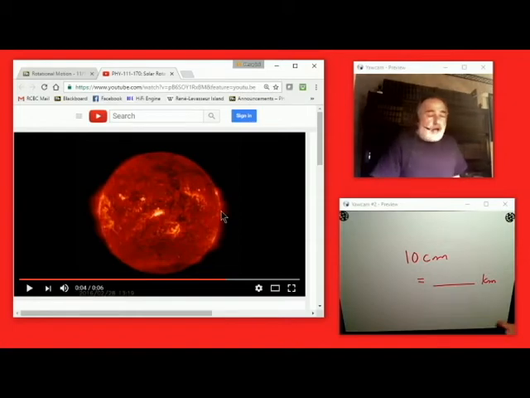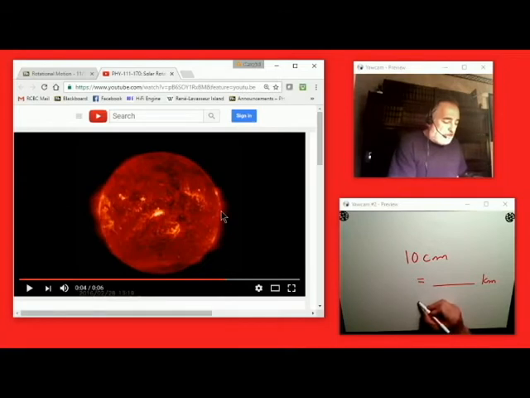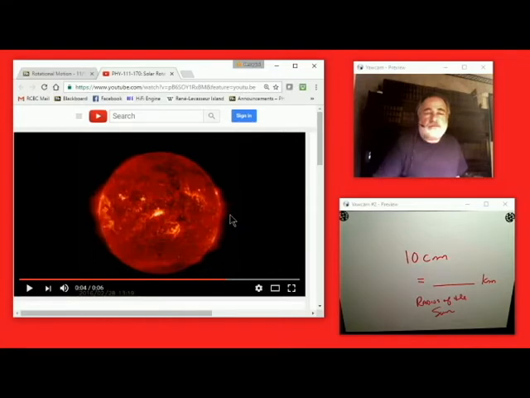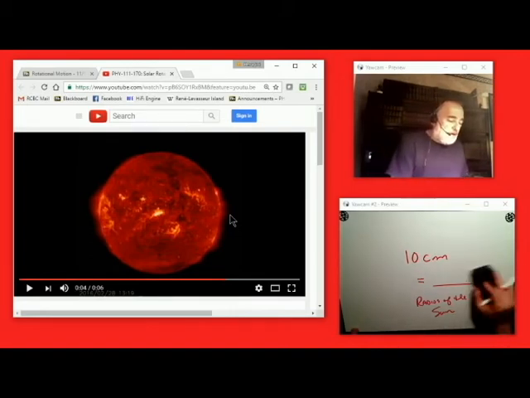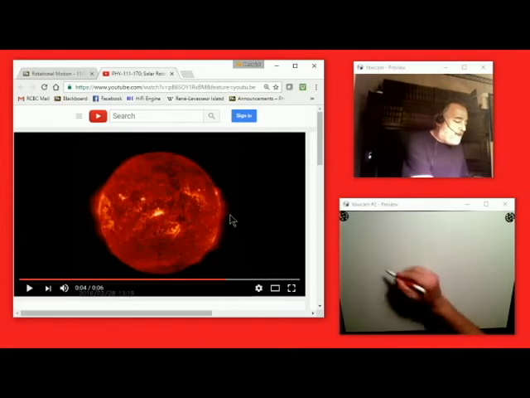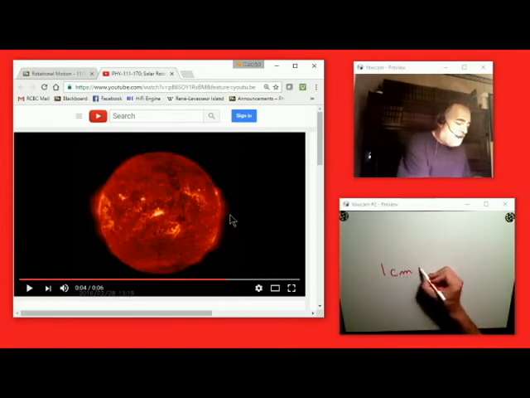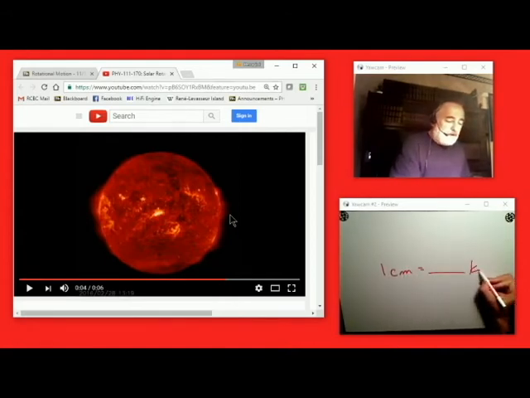Now, how many kilometers? Well, for the sun, you can look up the radius of the sun. And of course, we're going to multiply it by 2 because this is a full diameter. And you're going to get a scale where 1 centimeter equals a certain amount of kilometers.